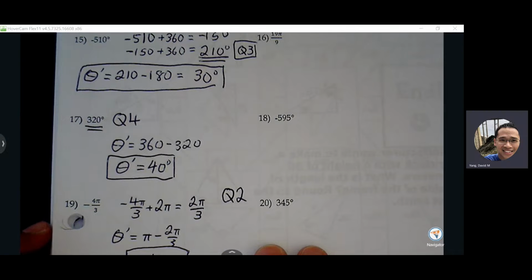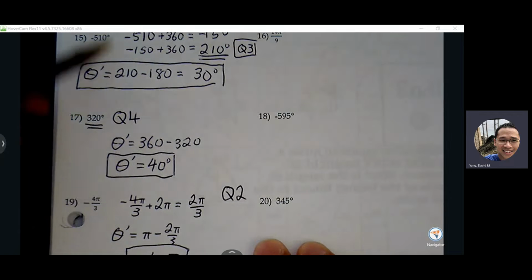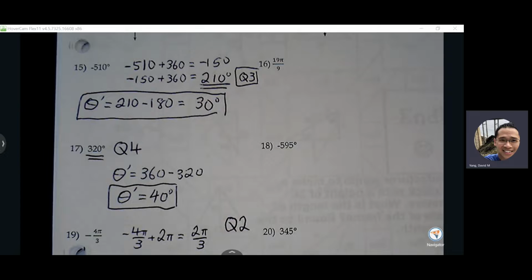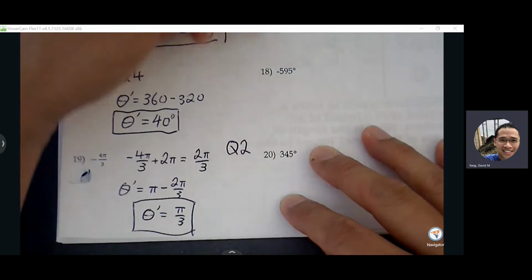I may ask you to graph these out, but you can just do a really rough sketch of where that graph is.